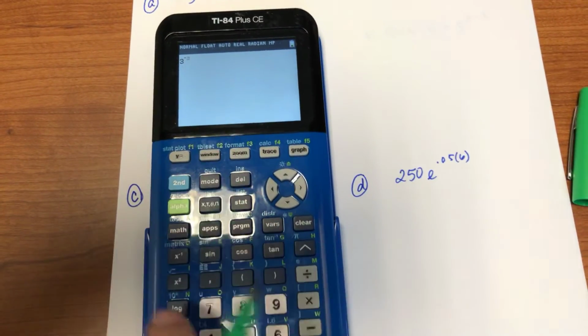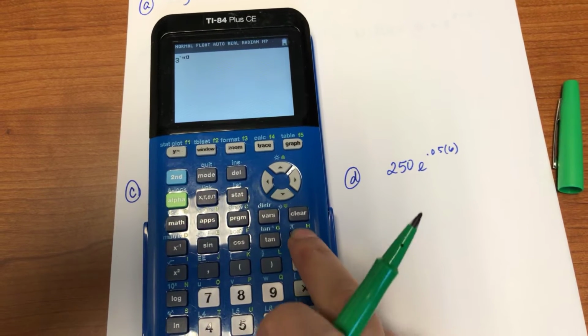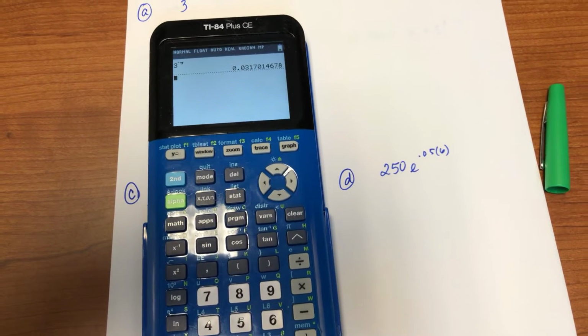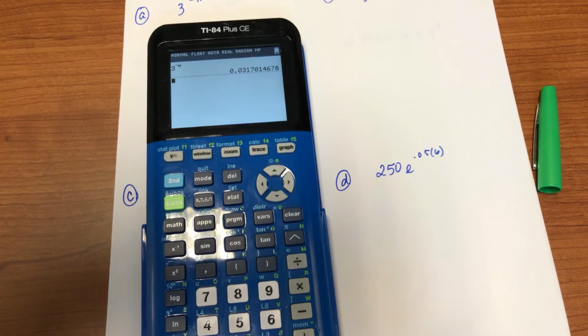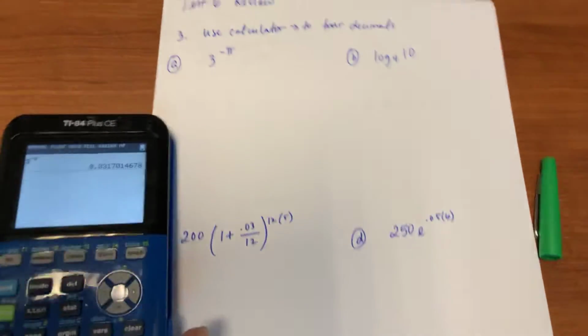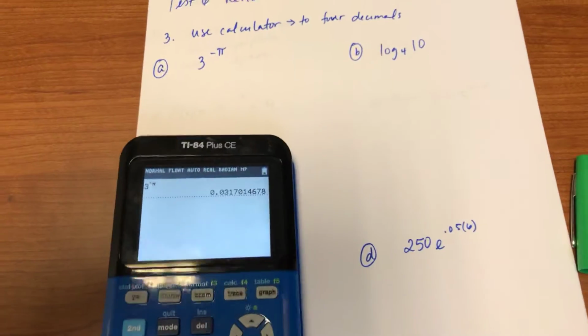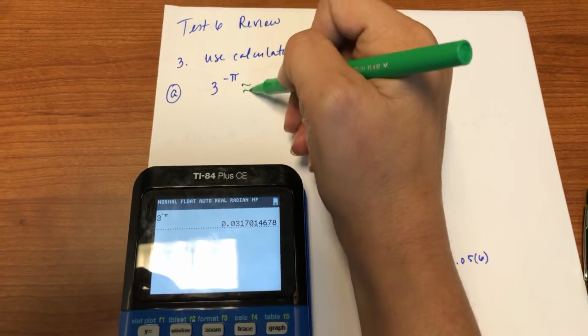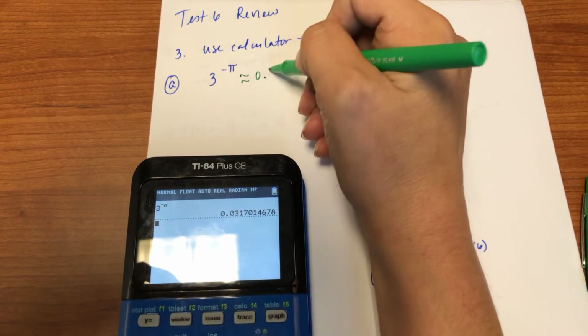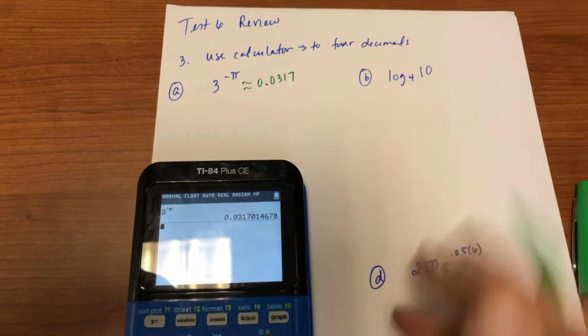You go second, that's going to access the blue, and you put that key, and now you have 3 to the negative pi. You're allowed to use the decimals here, and it says round to 4 decimal places, so we're just going to simply say that this is approximately 0.0317, and that's your answer.